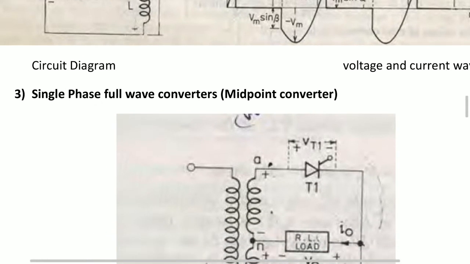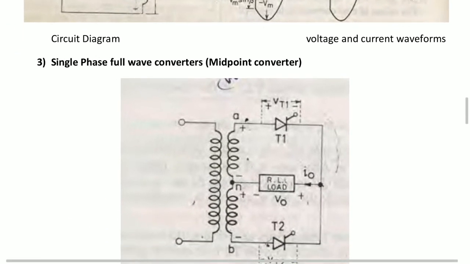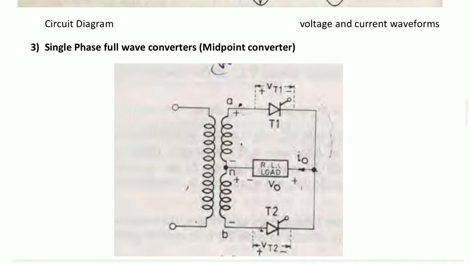So we'll move forward to the single phase full wave converters. In full wave converters, we will get the output voltage Vo and the output current across the load for the complete cycle of the AC wave. That means for both half cycles, that is positive half cycle and negative half cycle, we will get the output voltage. And the direction of output voltage will be the same for the positive half cycle and the negative half cycle. The direction of current will be the same.